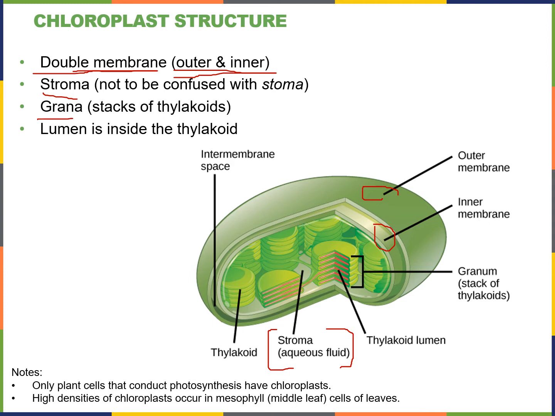Then we have the grana. These are the stacks of the thylakoids. Granum is the singular and grana is the plural, so again, this consists of stacks of thylakoids, these individual little discs. And the lumen is going to be found inside of the thylakoid. So this picture here is showing the thylakoid stack opened up, and the component inside of the thylakoid is known as the thylakoid lumen.